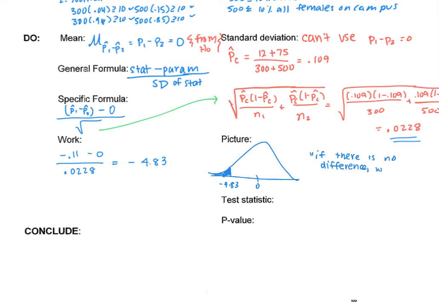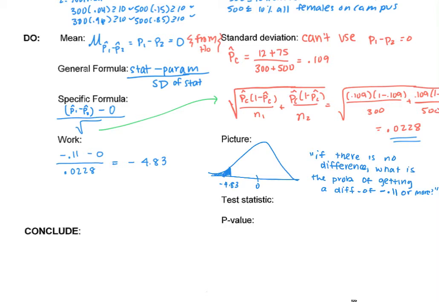If there is no difference, what is the probability of getting a difference of negative 0.11 or more? You might recognize that wording from the interpretation of a p-value. So if there is no difference between these proportions, what's the probability of getting a difference of negative 0.11 or more? That's what we're calculating as our p-value.